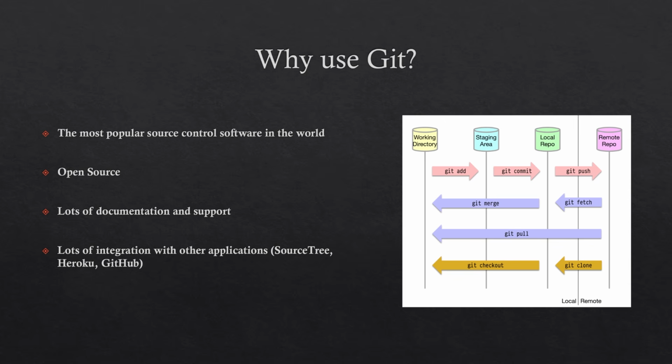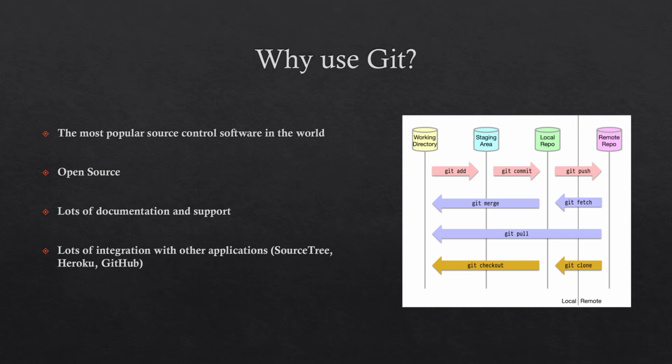The next thing is it has lots of documentation and support. I've run into issues when I've used Git, and there's so much documentation on exactly how to fix these issues. It is insane. Any issue that you could possibly have has most likely been encountered, and you can just find out how to fix it online. And lastly, Git has integrations with almost all version control systems like SourceTree, Heroku, and GitHub most popularly, but you can integrate it with a ton of different applications.